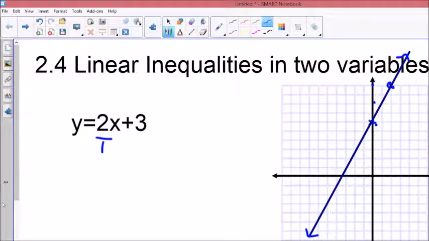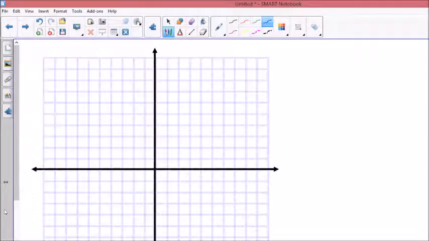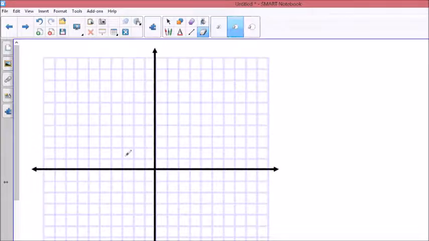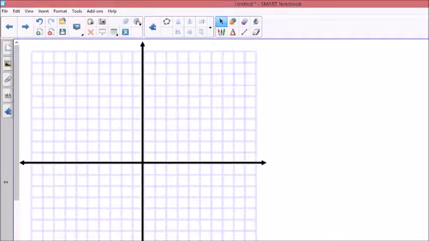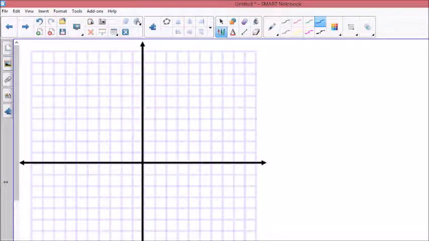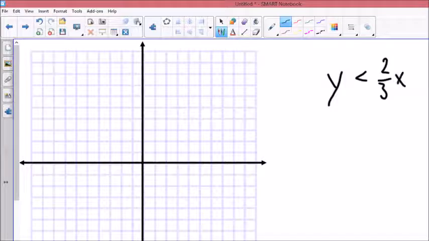Now what we're going to be doing today is linear inequalities. So instead of an equal sign in our problem, we're going to have a less than symbol or a greater than symbol, or maybe your equal to symbol in the problem. So let's say that we're given the inequality y is less than 2/3 x minus 4.